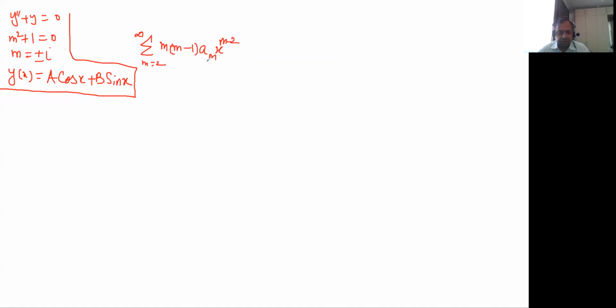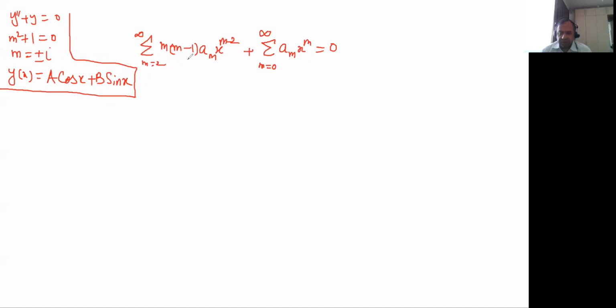So this will be the representation of y double prime. And then we have plus y. So plus y is the sigma notation from m is equal to 0 to infinity of a_m x power m, and that is equal to 0. So in this way, we have represented this ordinary differential equation in the power series format.